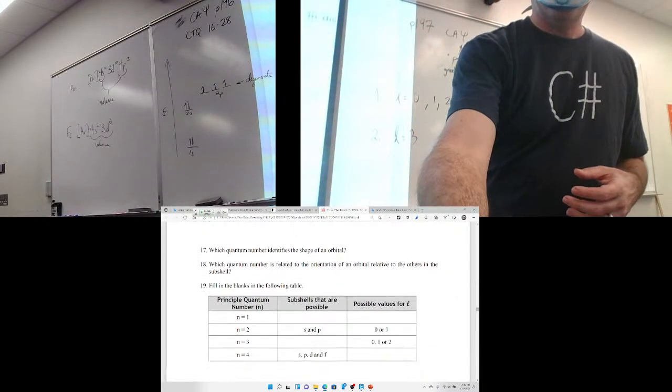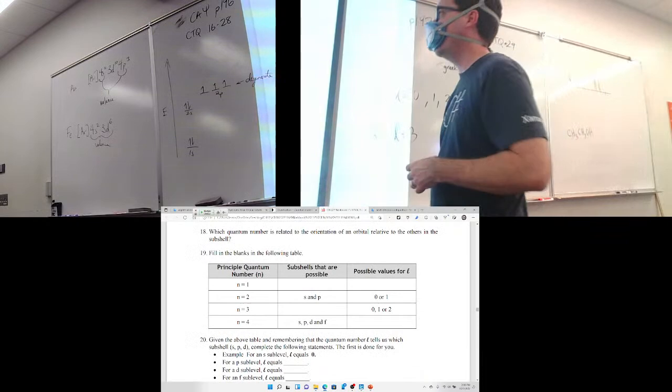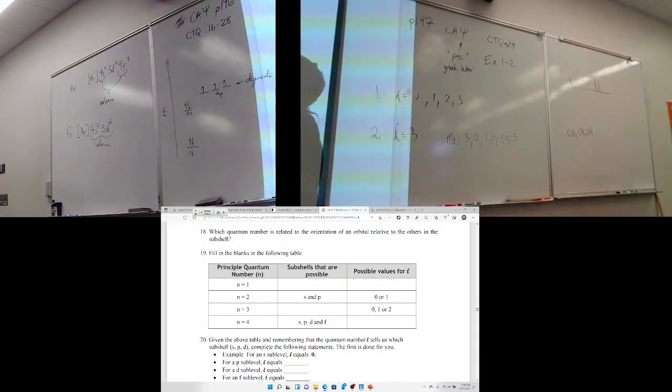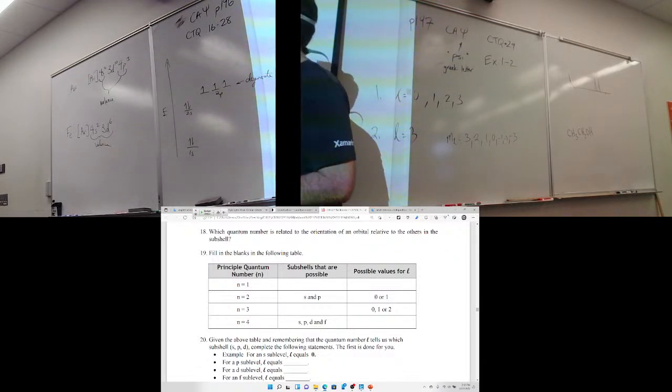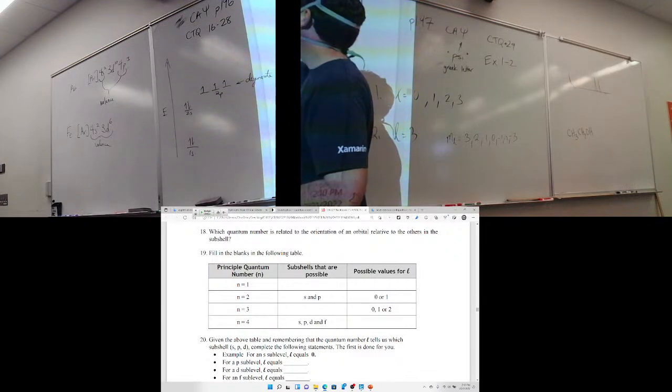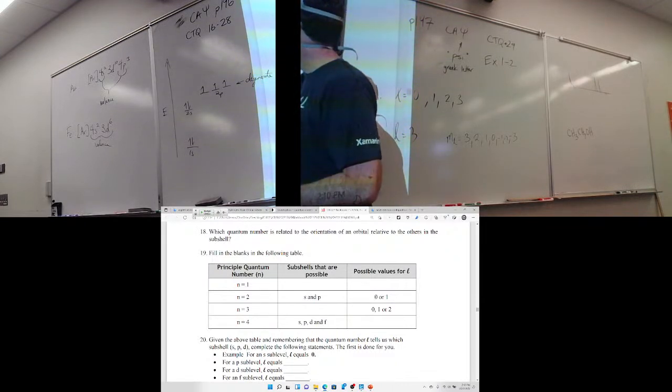So when you fill in the blanks, this is just practicing yourself. We know that in shell 1 there's only an S orbital. In shell 2 there's S and P. In shell 3 there's S, P, and then the 3D, right? Even though that doesn't show up until later, the 3D is allowed in shell 3. And then 4F shows up. So L is 0 only here. Here it can be 0, 1. Here it can be 0, 1, or 2. And here it can be 0, 1, 2, or 3.